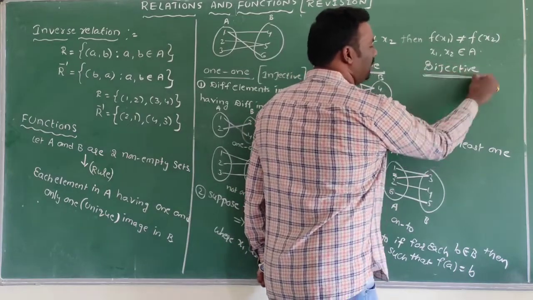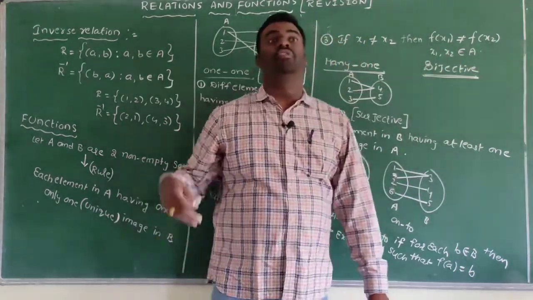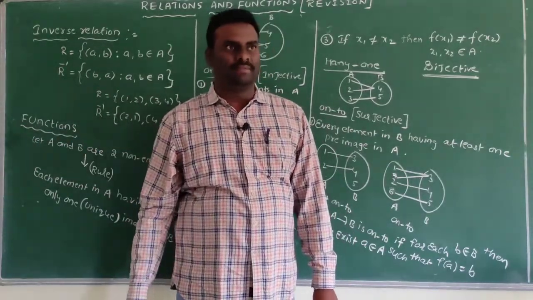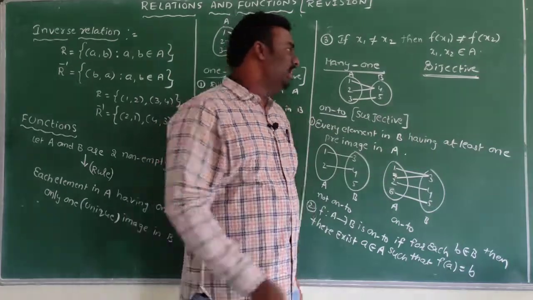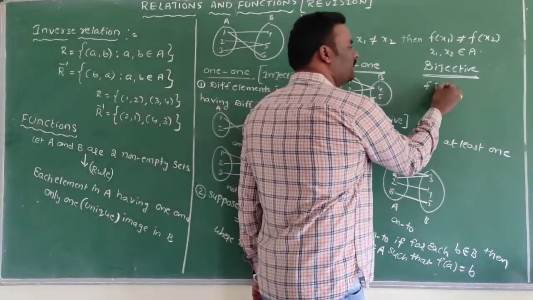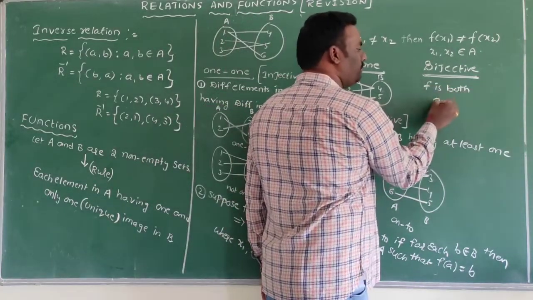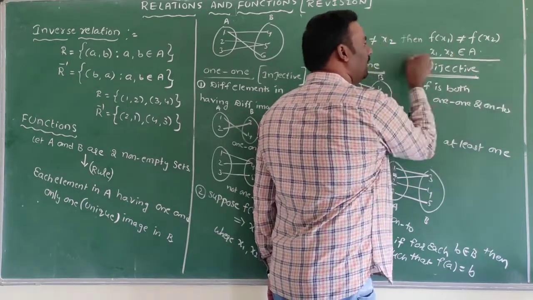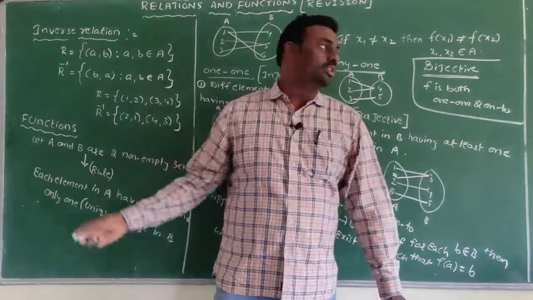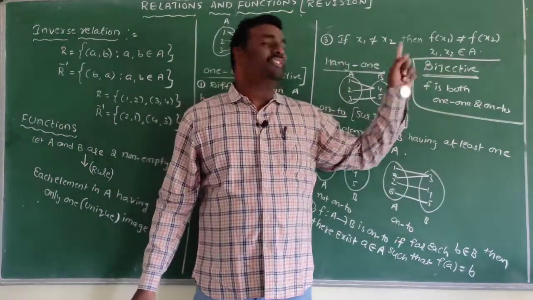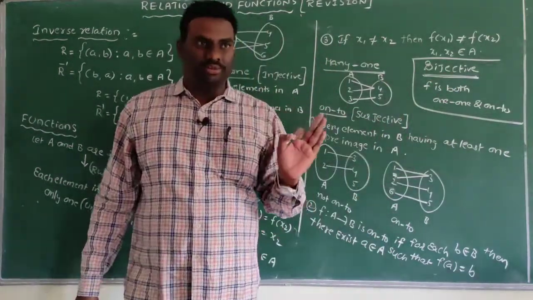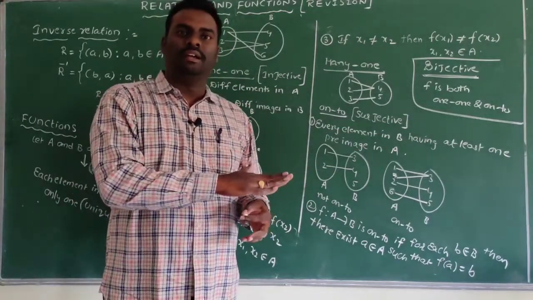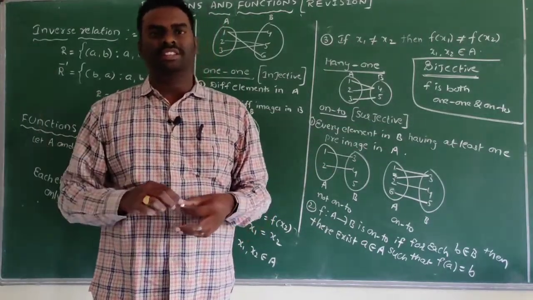In competitive, I will give how to find number of one function, how to find number of onto functions. In competitive, we can discuss. Okay, what is bijective? A function f is both one and onto. That function is called bijective. So this is the synopsis for relations chapter and functions concept.